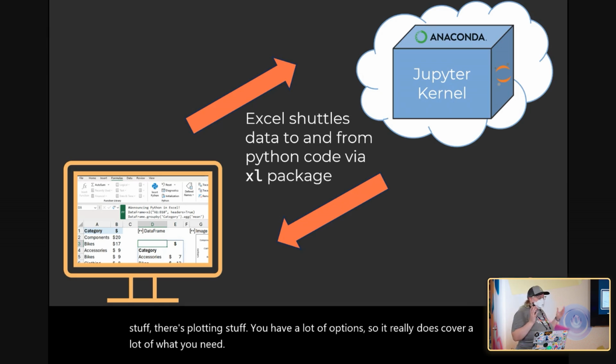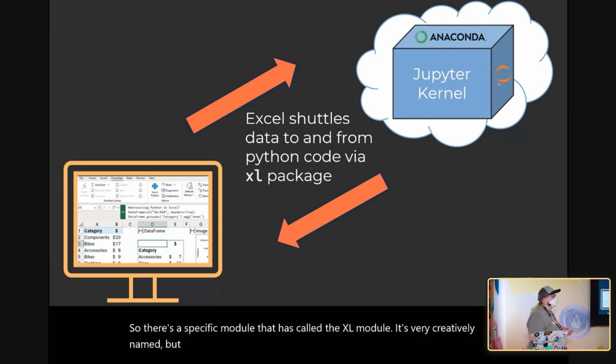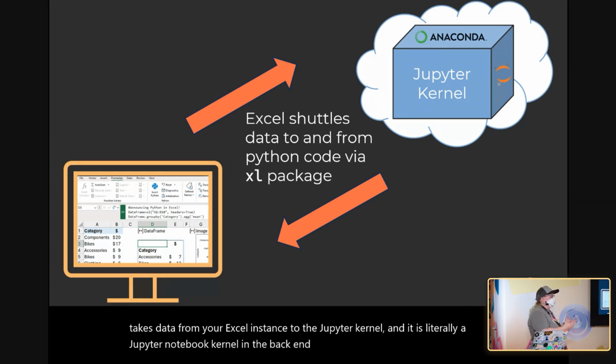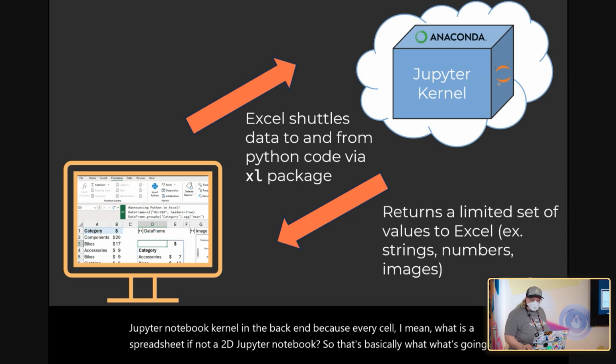There's a specific module called the XL module. It's very creatively named, but that exists in this environment, and that's basically the shuttle that takes data from your Excel instance to the Jupyter kernel. And it is literally a Jupyter notebook kernel in the backend, because what is a spreadsheet if not a 2D Jupyter notebook? So that's basically what's going on under the hood.